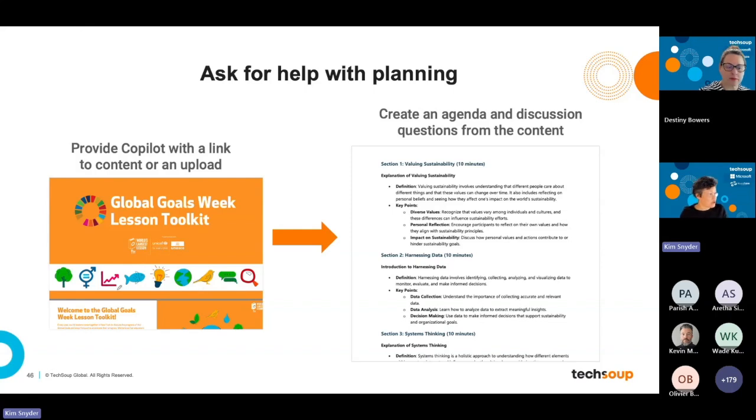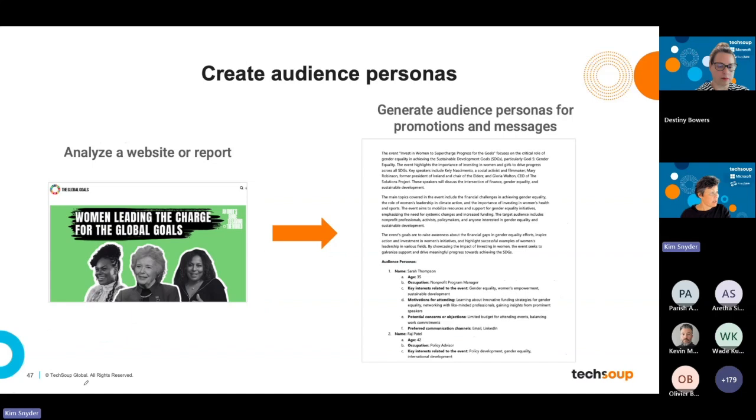You can use a source document. I use a lot of this with the UN's global goals. You could take an example of one of their activities and say, I'm going to give a workshop on this. Read this toolkit and provide me with an agenda and discussion questions for this content. Again, it gives me ideas and helps me brainstorm this, but I will always validate.